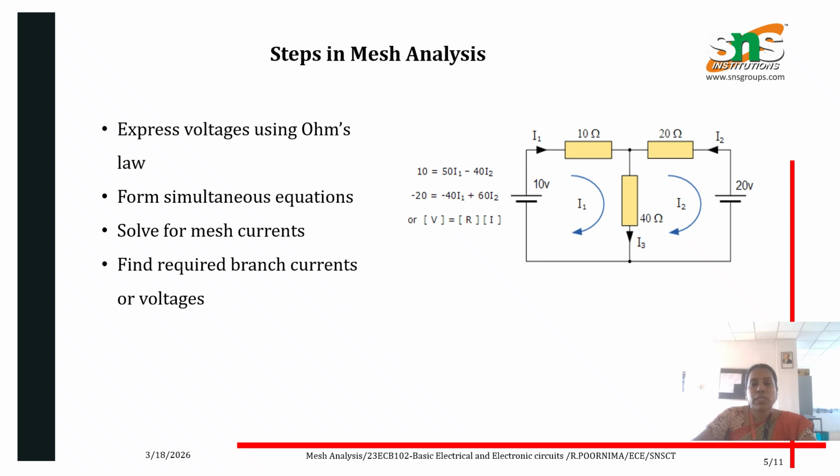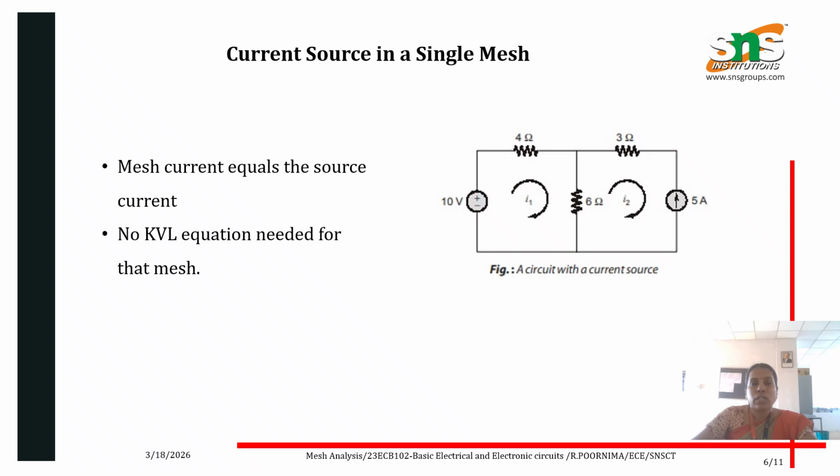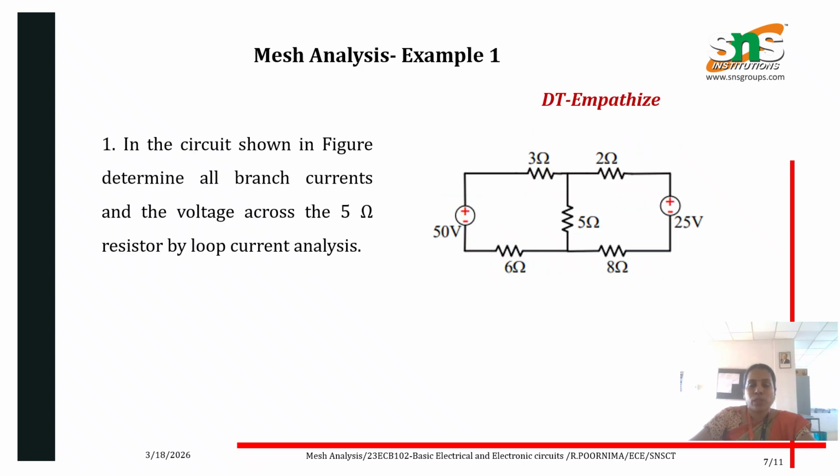Using the mesh currents, branch currents or voltages can be calculated. And for a current source present in a single mesh, the mesh current equals the given source current. Here, no KVL equation is needed for that particular mesh. So let's see an example for mesh analysis.